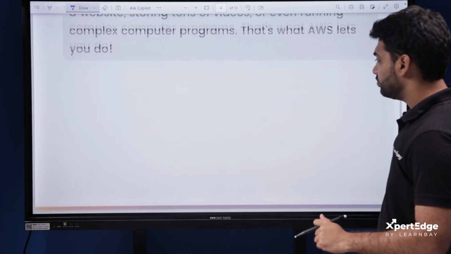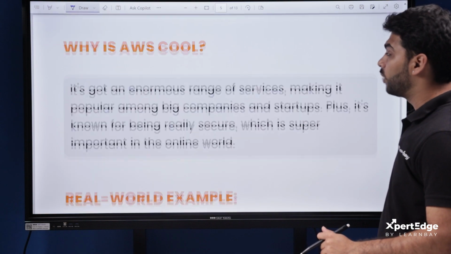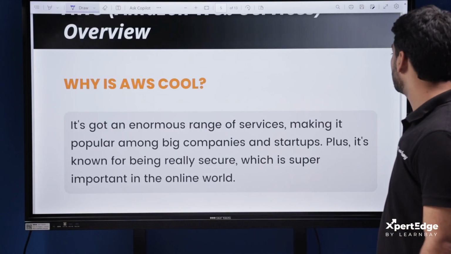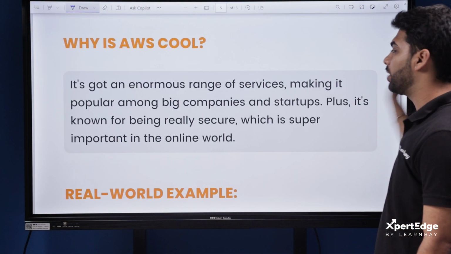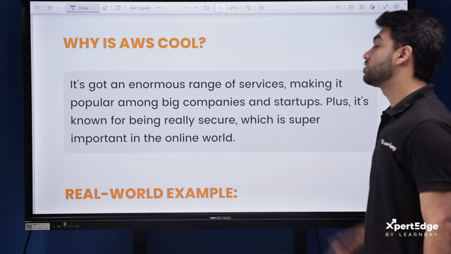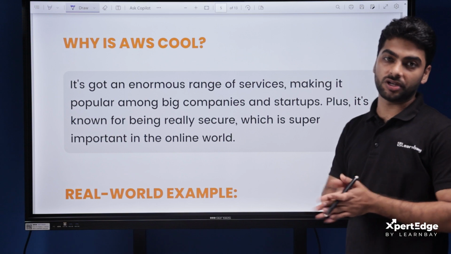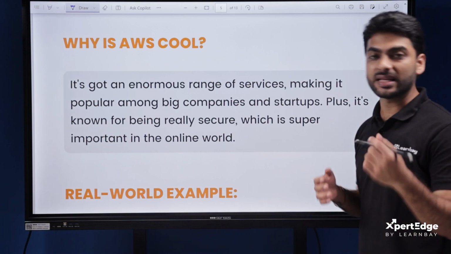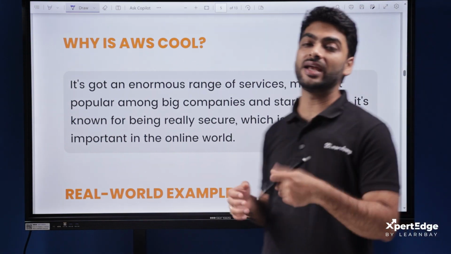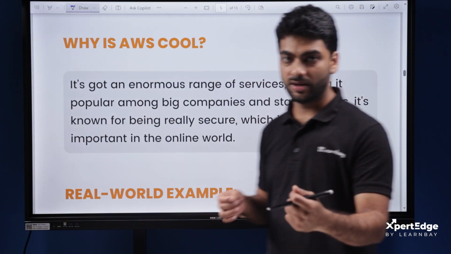Then if you look further ahead, why is AWS so cool? It has lots of services, making it popular among big companies and startups. It's known for being really secure, and that is very important in the online world. When we deal with examples, you'll understand why AWS is so sought after, right?